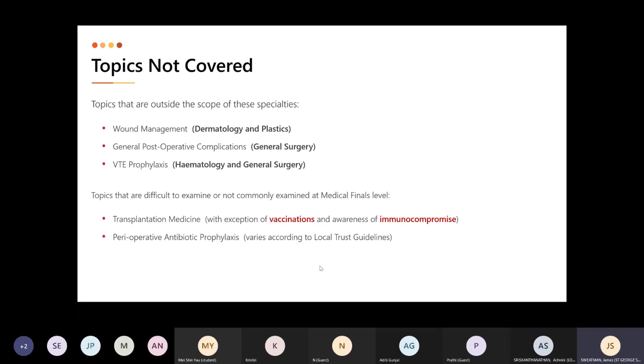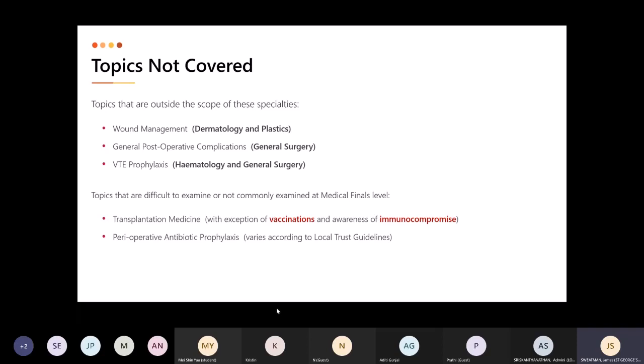Topics that are difficult to examine or not commonly examined: transplantation medicine, so we're not going to do that. But you do need to know about what vaccinations, so pneumococcus, influenza vaccinations, and an awareness of immunocompromise when you see septic patients or you see medications.